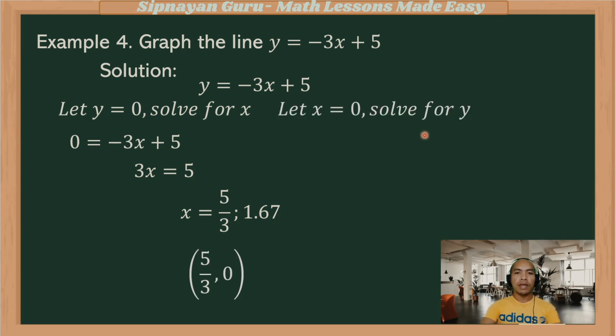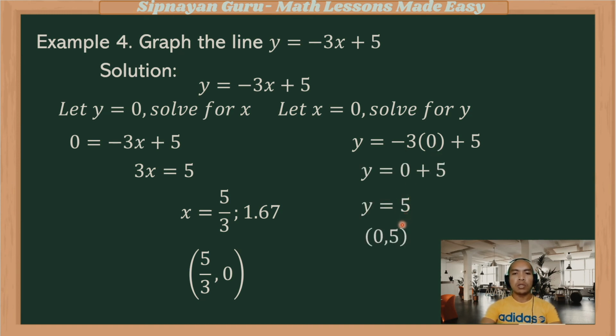Now, let's solve for the y-intercept. Let x be equal to 0. Substitute. So, y is equal to negative 3 times 0 plus 5. So, negative 3 times 0 is 0. So, therefore, our y is equal to 5. So, the y-intercept is (0, 5).